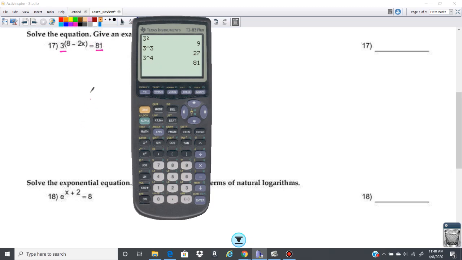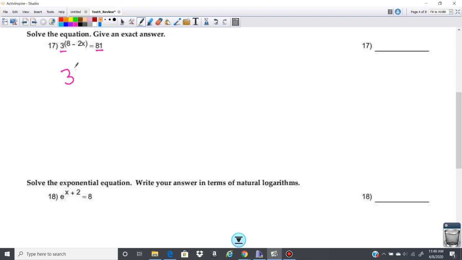So I'm going to rewrite this as 3 to the 8 minus 2x equals 3 to the 4th. Well, now we've rewritten it in terms of the same base, so now you can just cancel those out. And now you just have a simple equation. So 8 minus 2x equals 4. So this is a positive 8. We'll go ahead and subtract it from both sides.